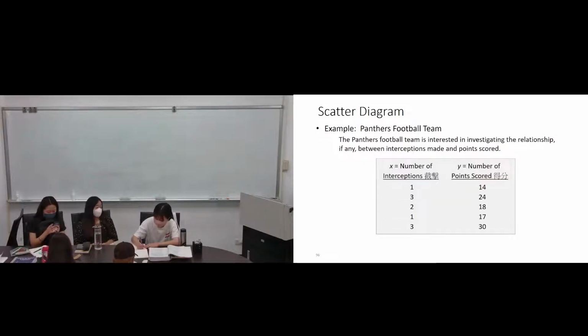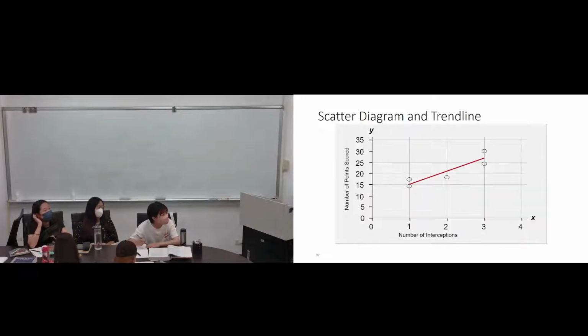This is an example of the Panthers football team. They would like to use the scatter diagram to point out the relationship between the number of interceptions and the number of points scored. We draw the number of interceptions on the horizontal axis, that's the value of x. And y represents the number of points scored, which we draw on the vertical axis.